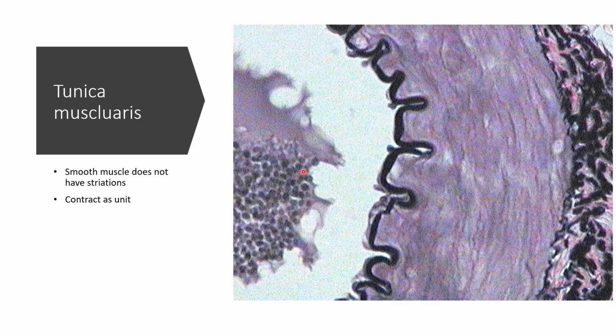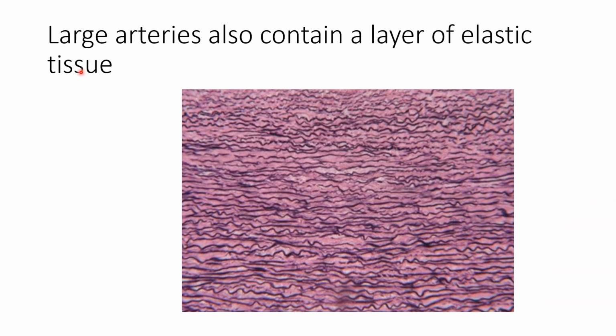Over here you can see the smooth muscle, tunica muscularis. It's smooth and it contracts as a unit. You can actually see the effects of the elastic tissue here, causing the simple squamous endothelium to wrinkle a bit. Now large arteries will have a large amount of elastic tissue, and you'll see these coiled-like structures. These are elastins, which allow the elastic fiber to return to its original shape.